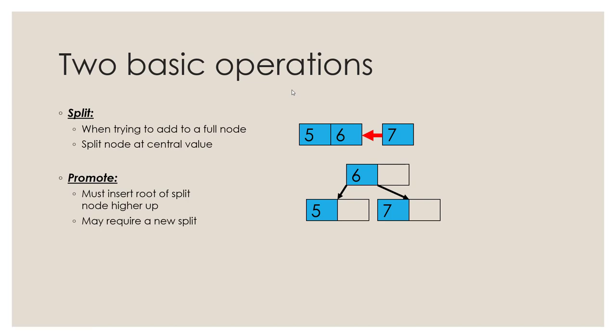If you're able to add something and there's space, very simple. If not, you want to try to split it. So you're going to split it, and the middle value goes up. We call it promoted up. Okay, so it's always going to be the middle value.